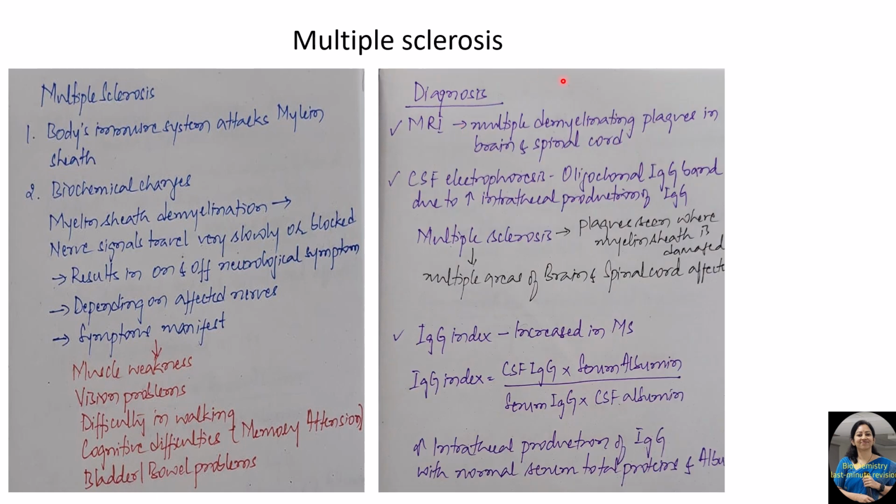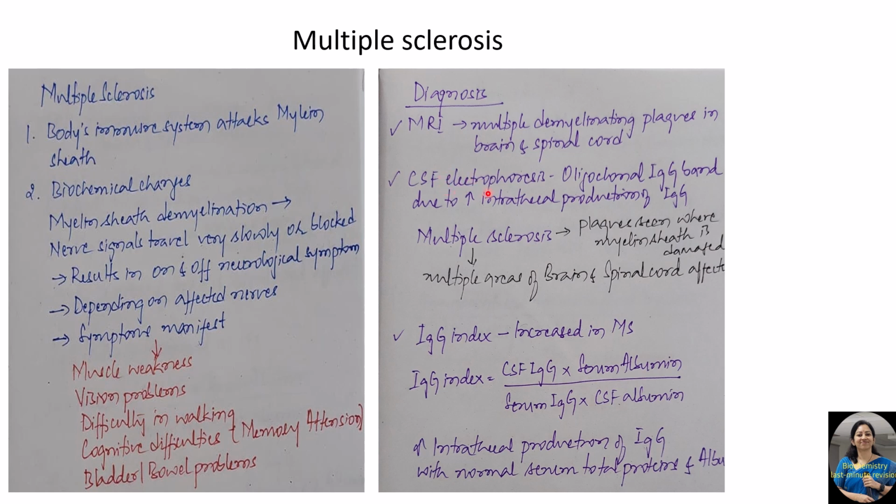Now, how to diagnose multiple sclerosis? The standard one is MRI, where you get to see multiple demyelinating plaques in brain and spinal cord. That's the reason why it is called multiple sclerosis. Multiple means multiple areas of brain and spinal cord affected, and sclerosis means plaques are seen where the myelin sheath is damaged. Apart from that, we can do CSF analysis, apart from identifying the cells, protein and sugar.